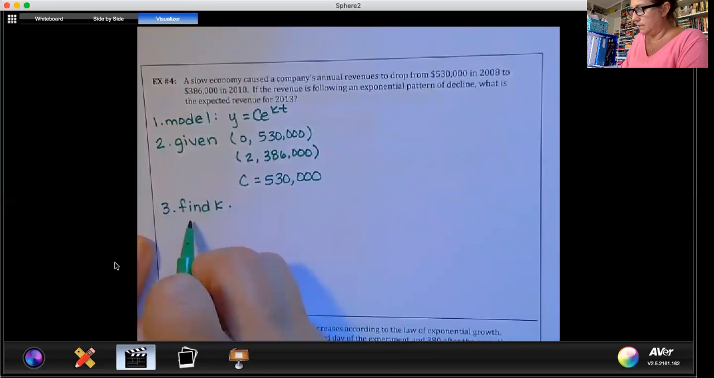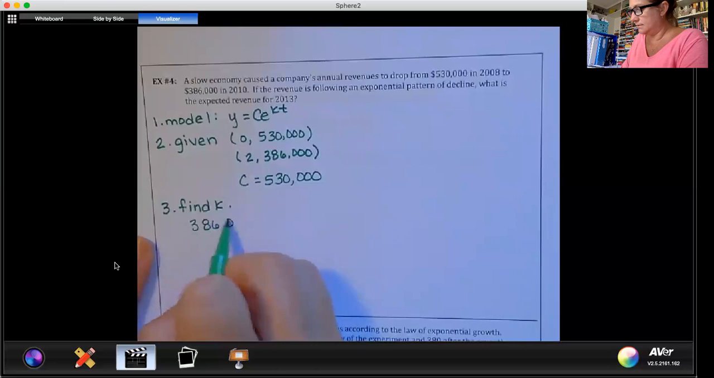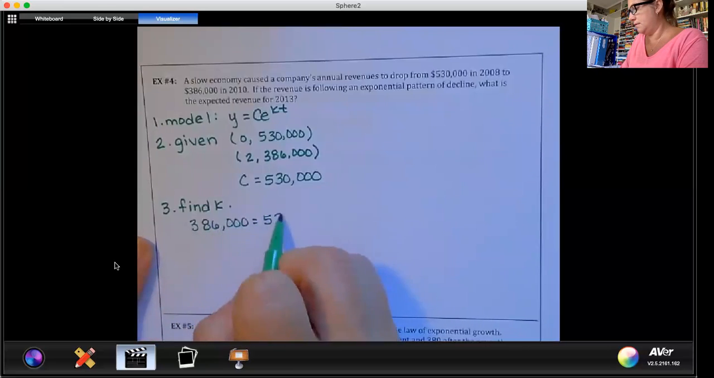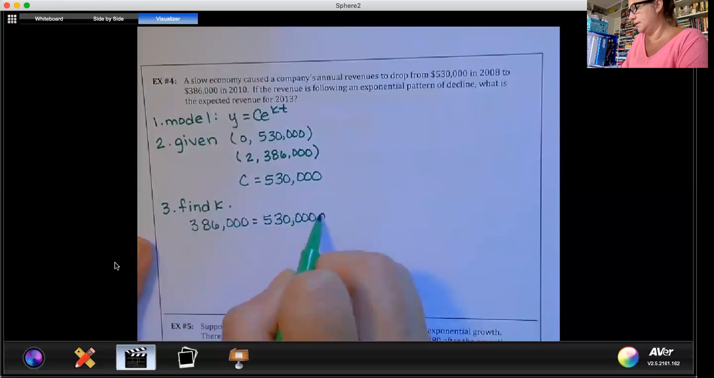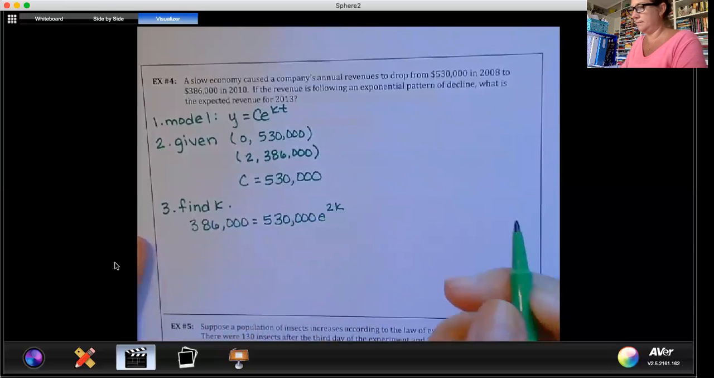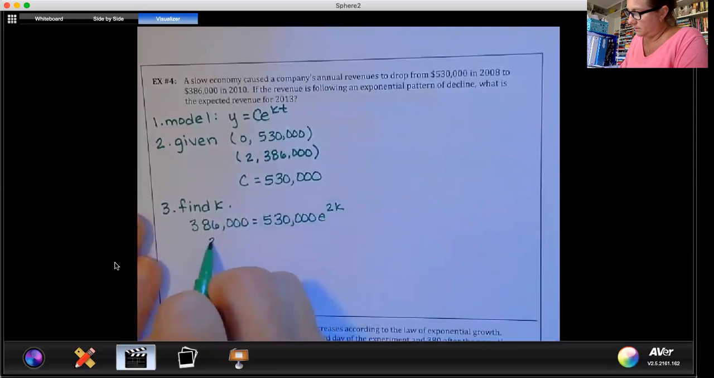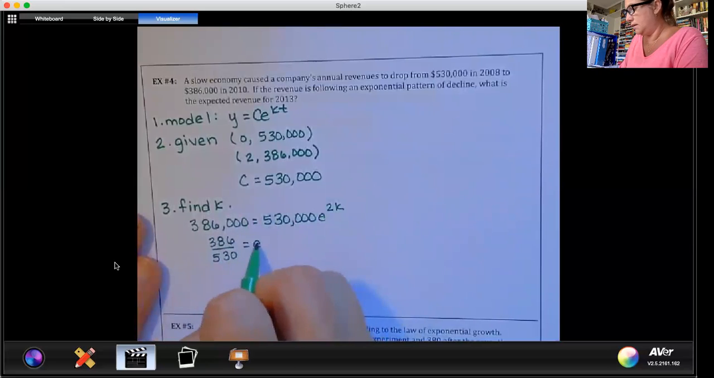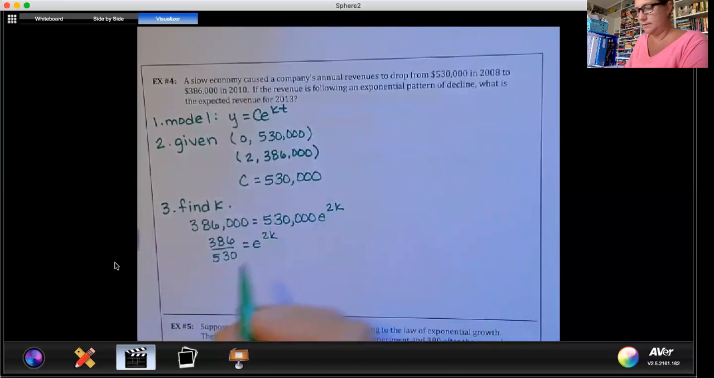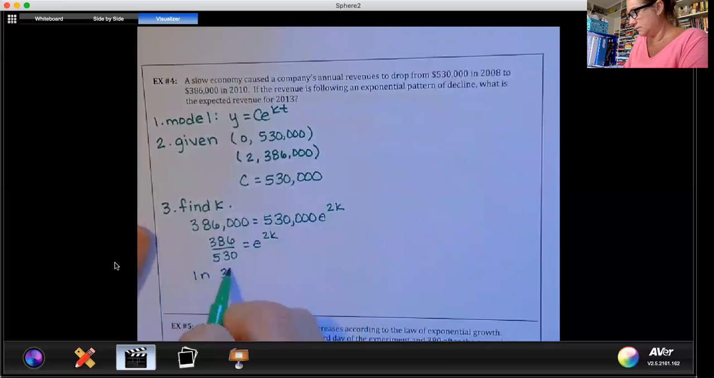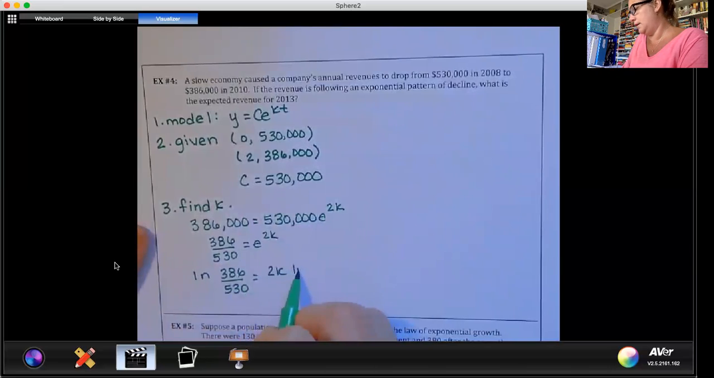So y, we'll say 386,000 equals C, 530,000, e to the 2k. So 386 over 530 equals e to the 2k. So ln on both sides equals 2k ln e. Divide by 2, and k is approximately negative 0.15852.